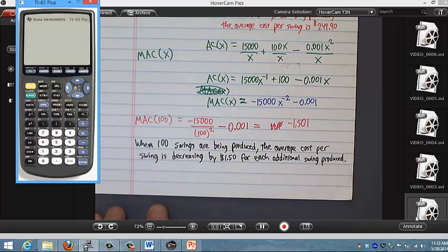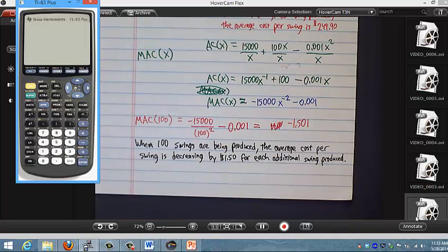And a lot of times that's helpful. You know, you're trying to make a decision. Hey, we're making 100 swings. Should we up production to 120? Yeah, it's 20 more swings. You can kind of figure out, right? It's going to be another $30 or so. That's not exact. That's moving along the tangent line. That's approximate change in cost.